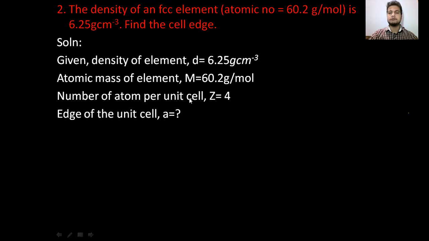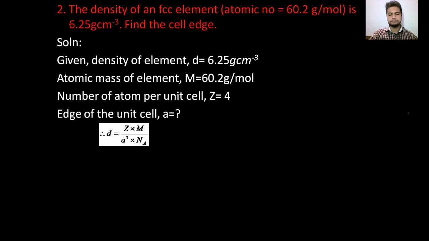Number of atoms per unit cell, it is FCC again. FCC means Z will be equal to 4. And the edge length of the unit cell is not given. That is what we need to find. Okay, so now we'll simply use that formula. So D will be equal to Z into M by A cube into NA. So we have to find A.